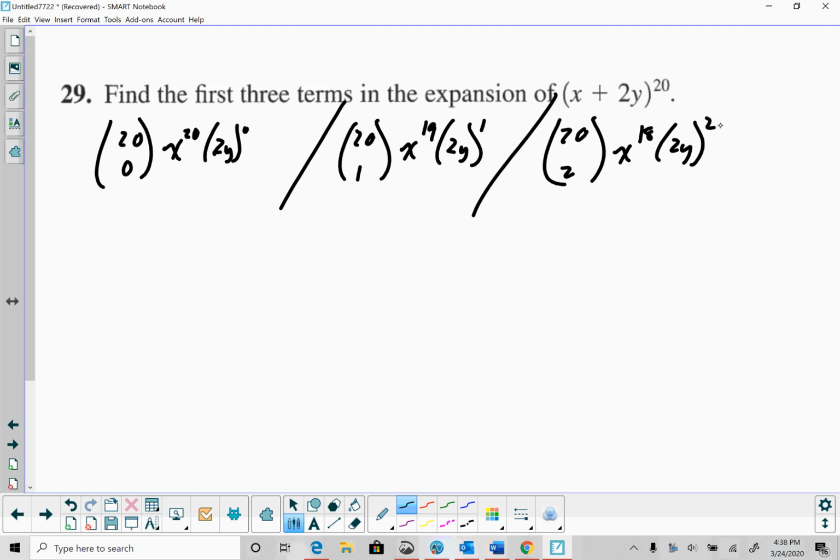Well, 20 choose 0, that's a coefficient of 1. And of course, this becomes a 1, so the first term is simply x to the 20th. The next term, the number of combinations of 20 choose 1 is 20. x to the 19th times 2y. So that should give us 40 x to the 19th y.